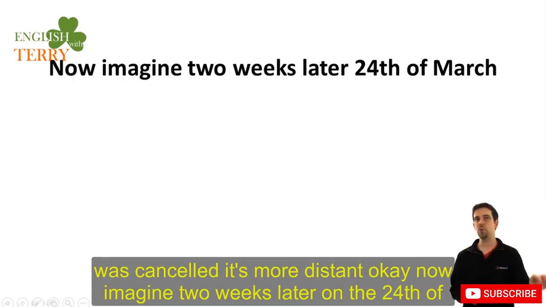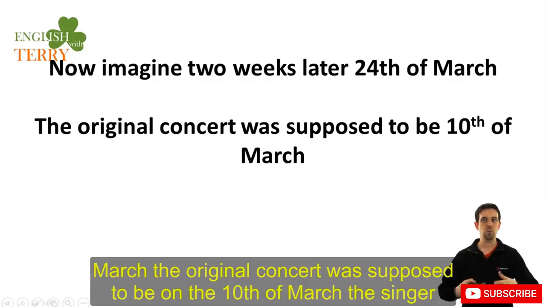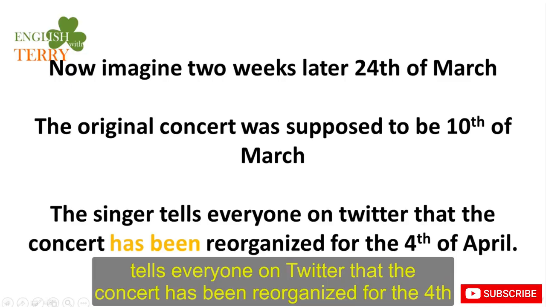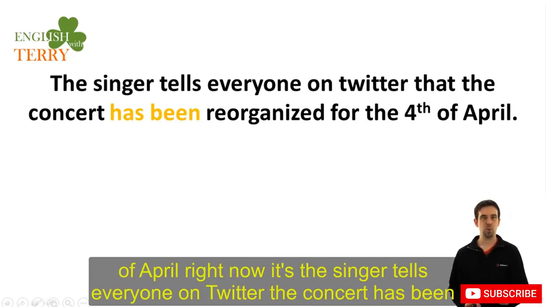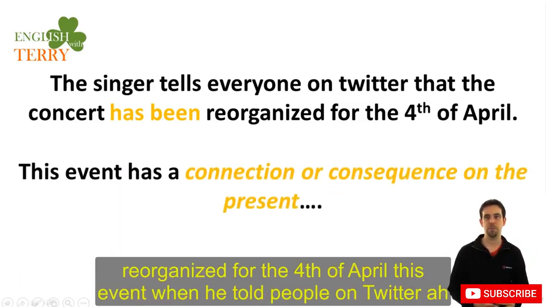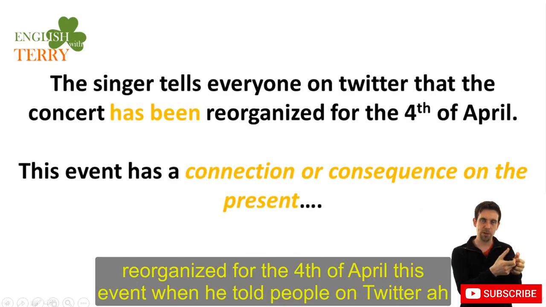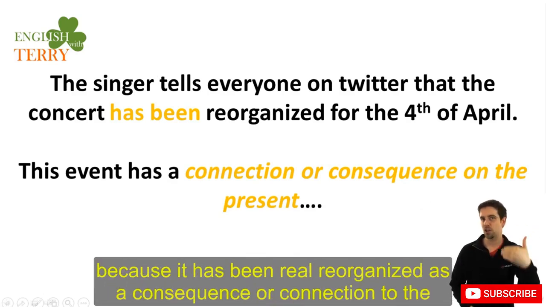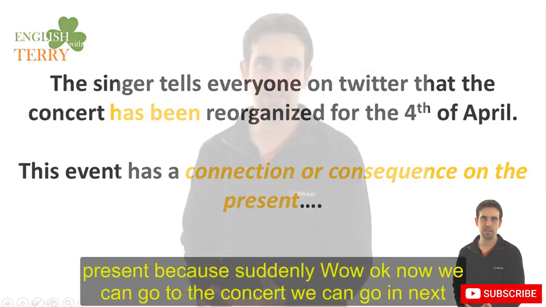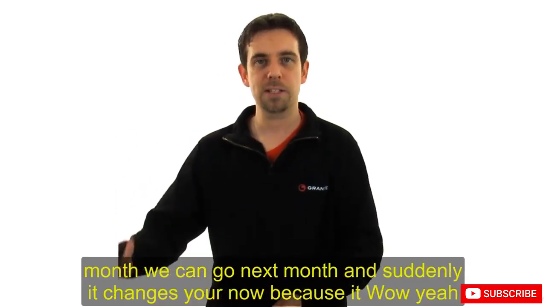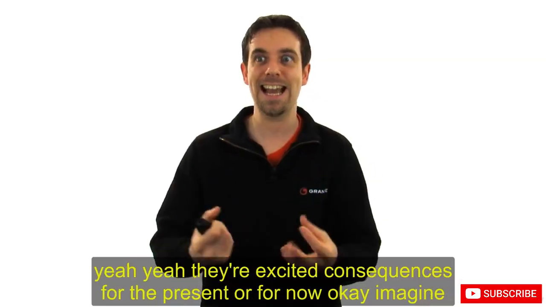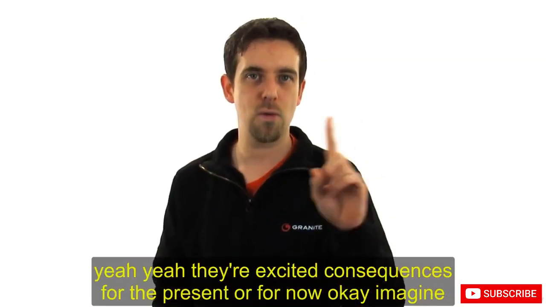Okay? Now imagine 2 weeks later, on the 24th of March. The original concert was supposed to be on the 10th of March. The singer tells everyone on Twitter that the concert has been reorganized for the 4th of April, right? This event, when he told people on Twitter that the concert has been reorganized, has a consequence or connection to the present. Because suddenly, like, wow, okay, now we can go to the concert. We can go next month. And suddenly it changes your now because, like, wow, yeah, they're excited. Consequences for the present, or for now, okay?